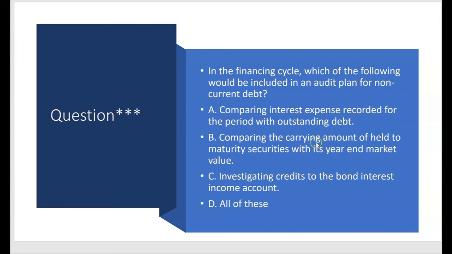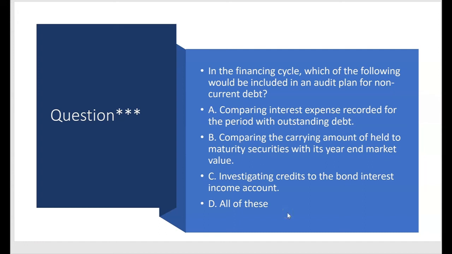B, comparing the carrying amount of held to maturity securities with its year-end market value. Well, what are held to maturity securities? They're only important if you're owning the bonds, if you're an investor. If these are marketable debt securities, you would classify them as either held to maturity or available for sale, right? So B is out because that's a different cycle. That's the investment cycle. This is the long-term debt cycle.